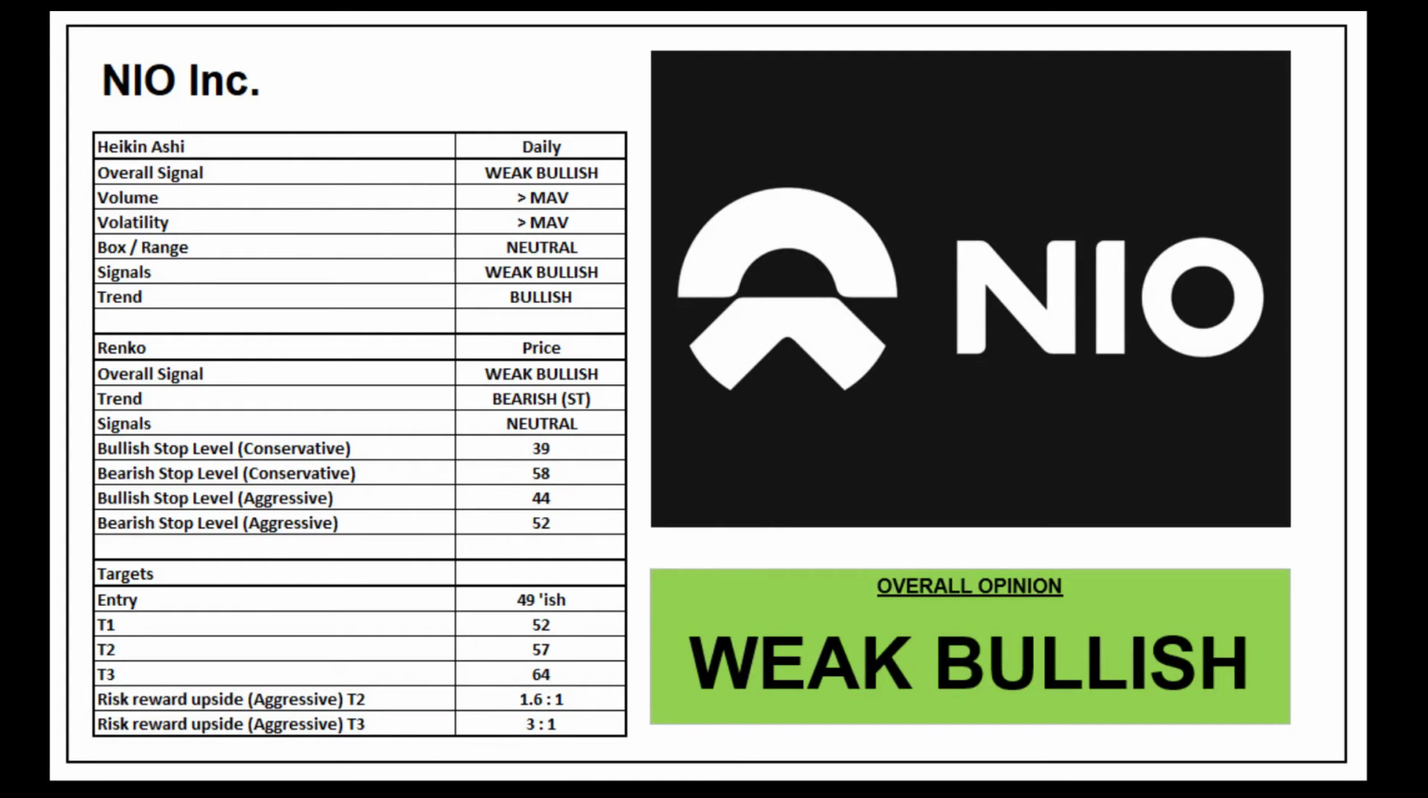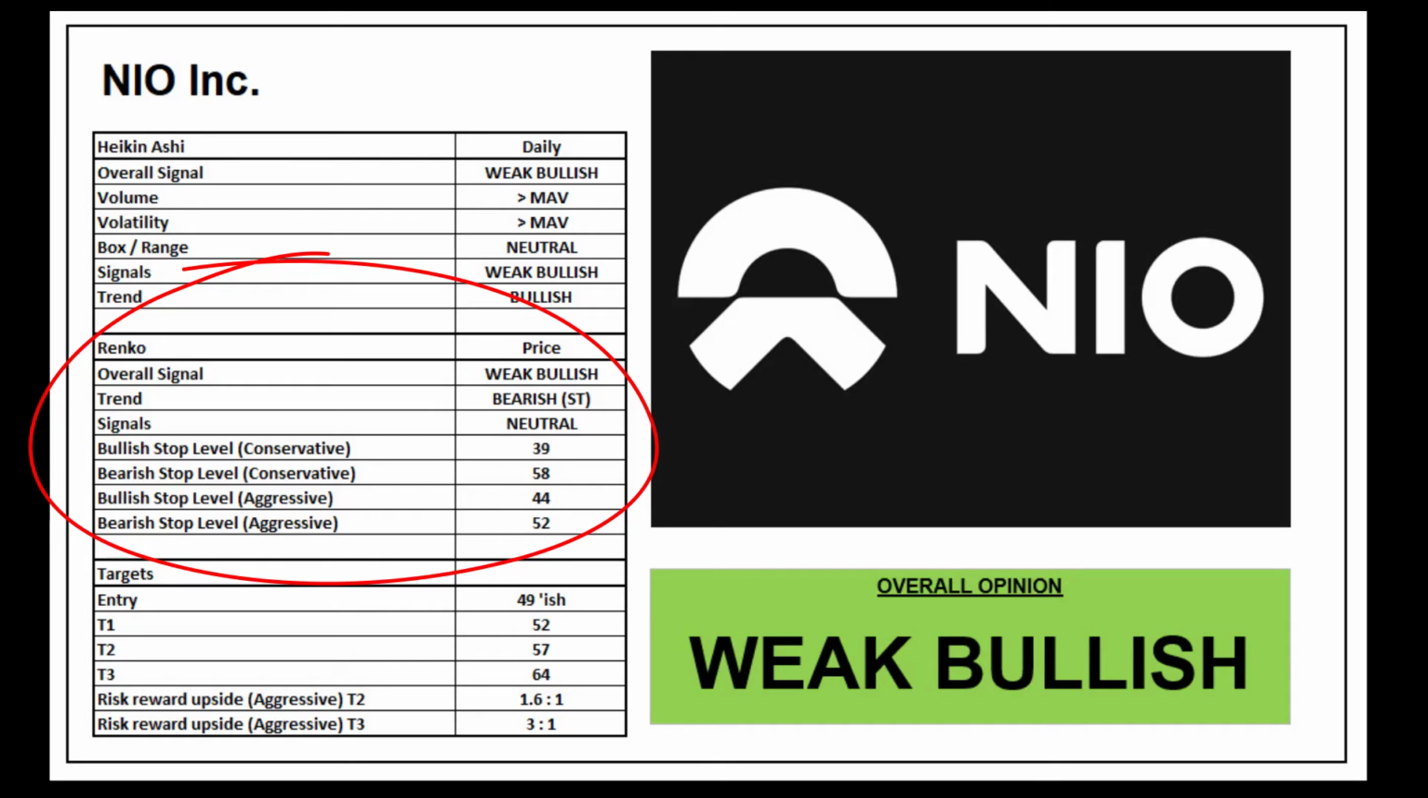On the Heikin-Ashi chart, overall signal weak bullish, volume volatility is growing, the moving averages, the box range neutral, signals weak bullish, trend is still above that 200 moving average, so we'll class that as bullish. On the Renko charts, overall signal again weak bullish, trend in the short term is bearish. We've got a bit of a pullback there. Signals neutral, and we've got some stop levels coming up if you're bullish or bearish.